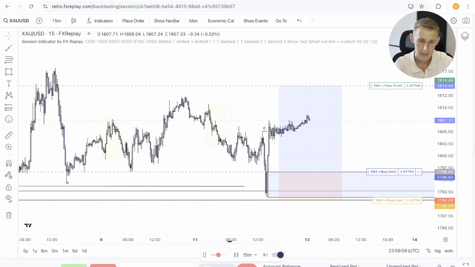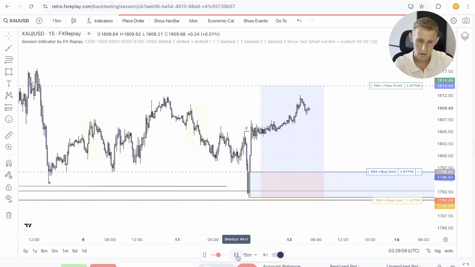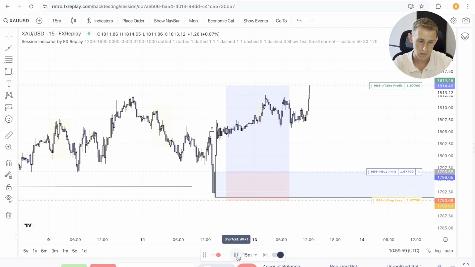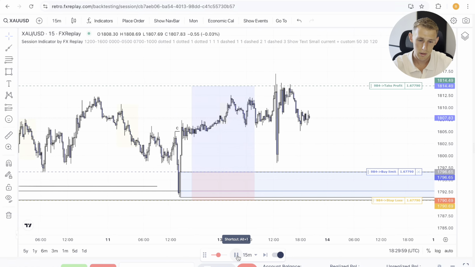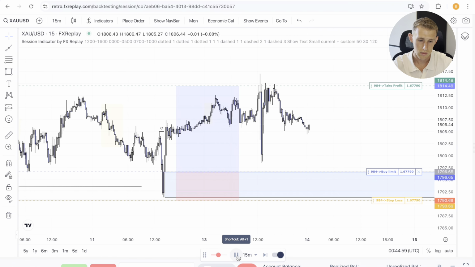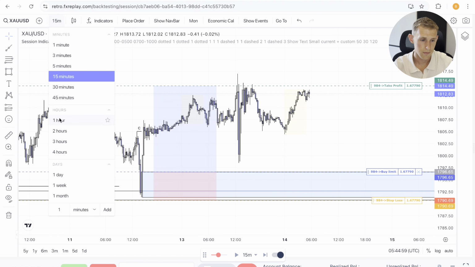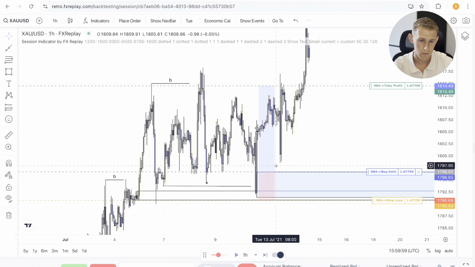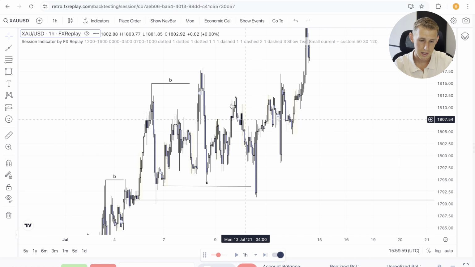Can it pull back into this area? You've got some nice liquidity above it as well. Can it pull back? Let's have a look. Still valid at the moment. Okay, no, so now it's invalid. This became invalid, by the way, because it broke the main high.